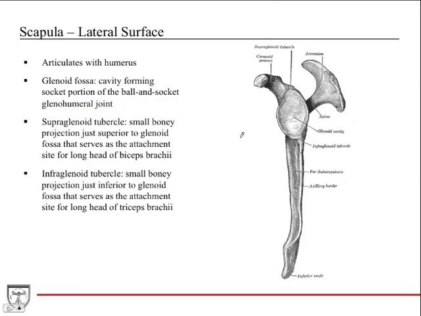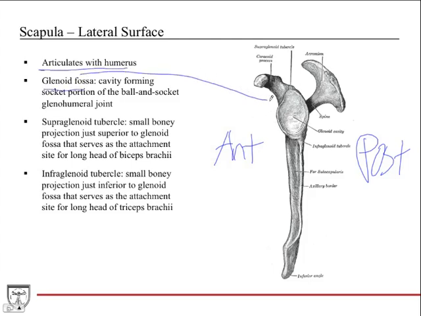Here we're looking at the lateral surface. This is the lateral surface of the left scapula, so this would be the anterior portion here, posterior portion here, and we're looking directly on laterally. So it articulates with the humerus at this portion right here called the glenoid fossa, or also known as the glenoid cavity, which would be in here. And the cavity is forming the socket portion of the ball and socket glenohumeral joint, which is also known as the shoulder joint.